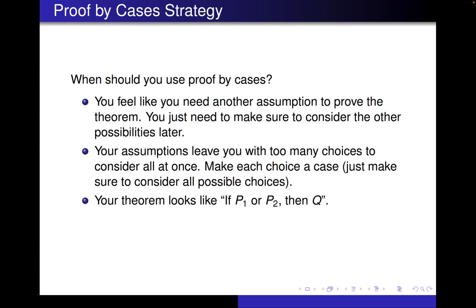And more specifically, if you have a theorem that says if P1 or P2, then Q. In other words, if the if part comes as an or statement, each of those, P1 and P2, can be your cases. So you assume P1 is true and prove Q, then you assume P2 is true and prove Q, and that proves the theorem.